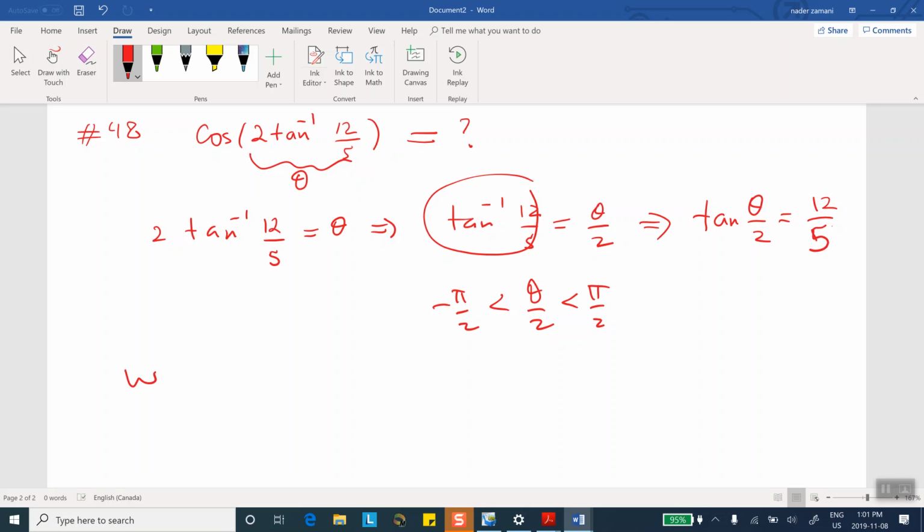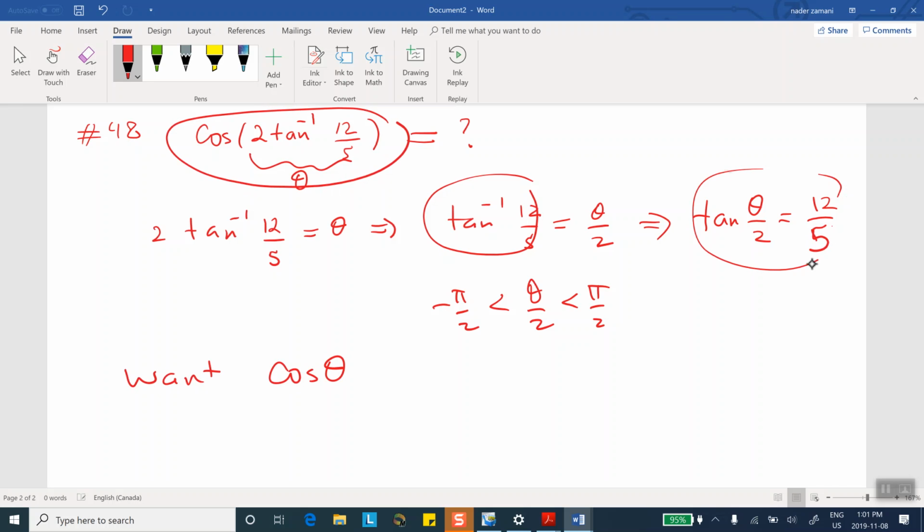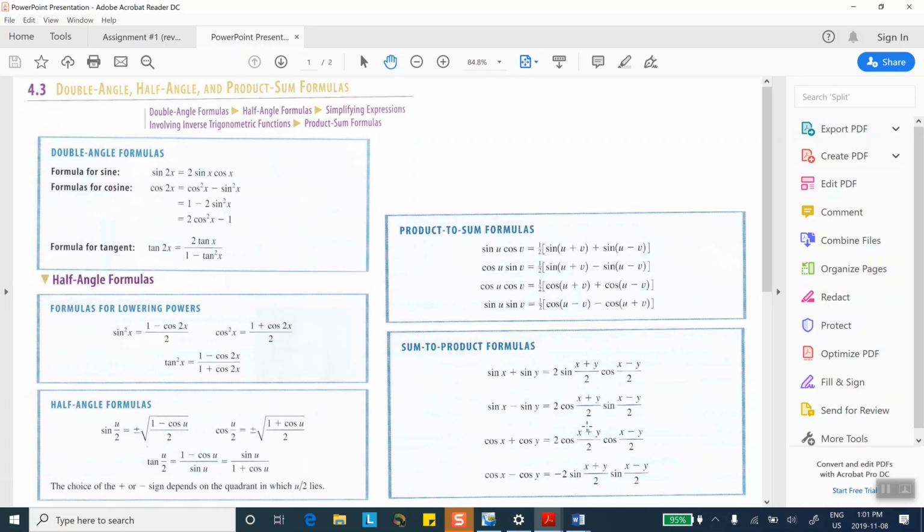Now, what do we want? We want cosine of theta, right there. You want cosine of theta, knowing what tangent of theta over 2 is. So we've got to find the appropriate formula which relates cosine of theta to maybe, I don't know, tangent of half of that. So let's go and see whether we can find something. Well, I'm trying to find something which relates theta and theta over 2.